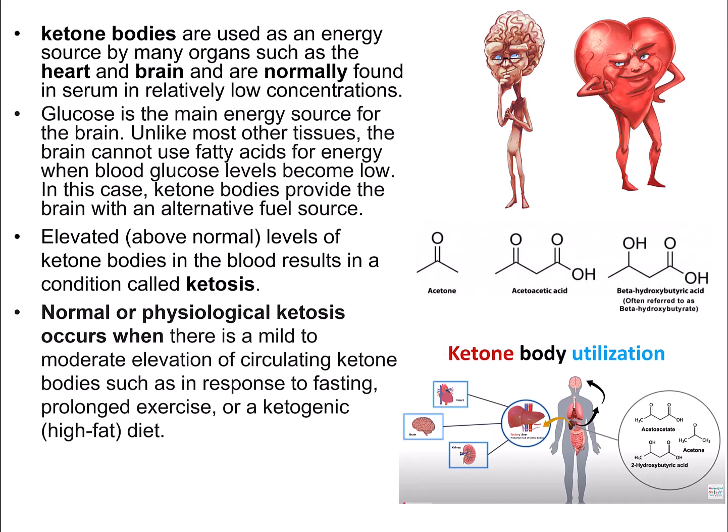Glucose is the main energy source for the brain. Unlike most other tissues, the brain cannot use fatty acids for energy when blood glucose levels become low. And in this case, ketone bodies are going to provide the brain with an alternative fuel source or energy source. Elevated levels of ketone bodies in the blood result in a condition called ketosis. So if you have above normal levels of ketone bodies, we call that ketosis.